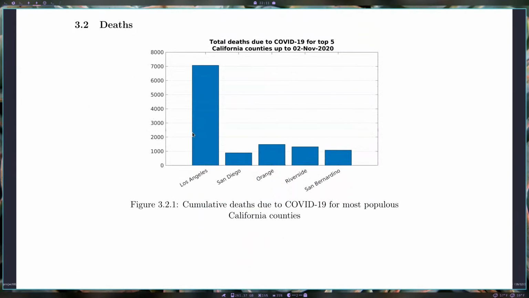Another question you might have is the formatting for this. So this is sorted by the population for the top 5 counties. So we start here at Los Angeles because they have the most populous county. And then the second most populous county is San Diego. And then we keep going down in population. But these counties differ in how many deaths they had due to COVID-19.